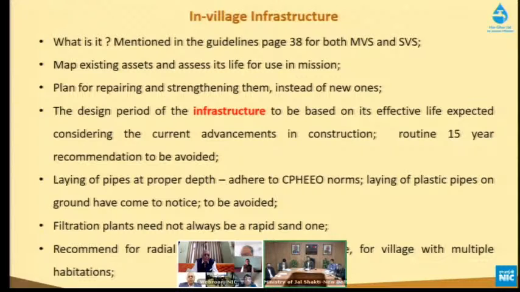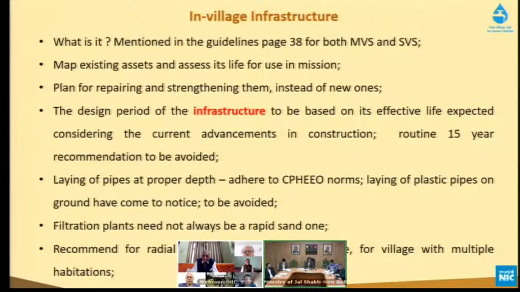Existing assets have to be mapped and a plan made for repairing and strengthening them, for dovetailing them instead of constructing new ones. The design period of the infrastructure, I'm not talking about the source here, should be based on the effective life expected. Considering the current advancements, there is a tendency to lay new pipelines for water supply schemes even which are functional, which are hardly 8 to 10 years old. Schemes are being taken up which should be avoided. Routine 15-year recommendation should be avoided.